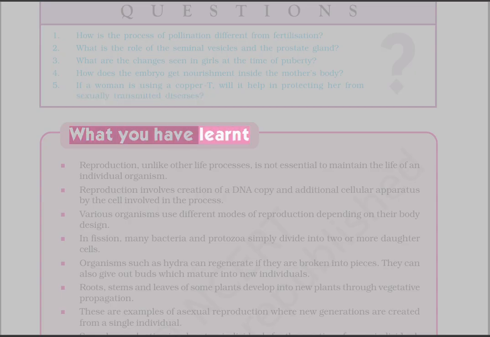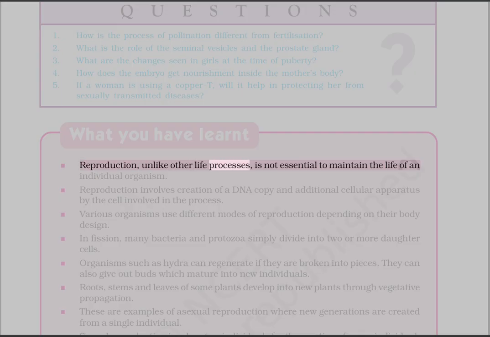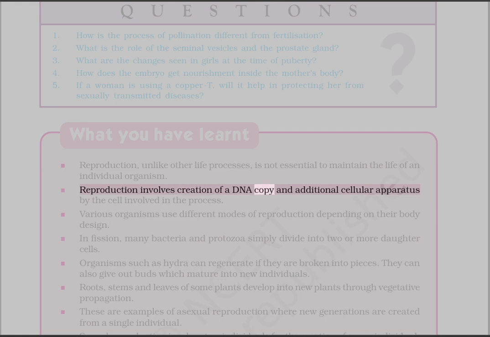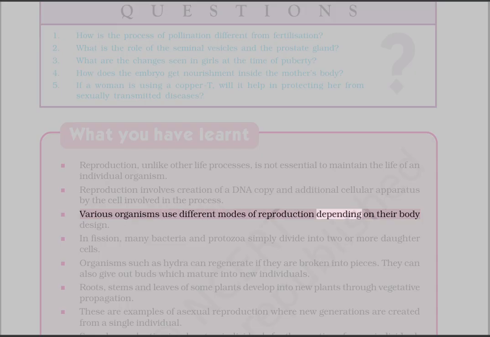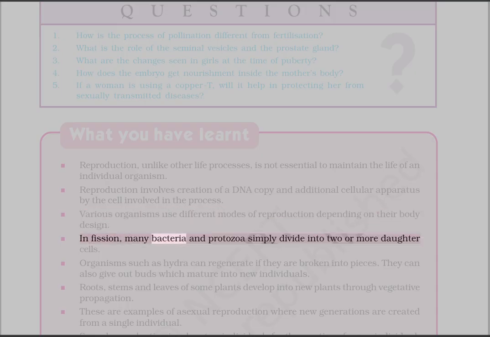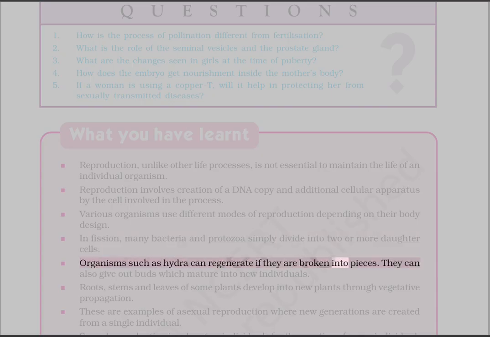What you have learned. Reproduction, unlike other life processes, is not essential to maintain the life of an individual organism. Reproduction involves creation of a DNA copy and additional cellular apparatus by the cell involved in the process. Various organisms use different modes of reproduction depending on their body design. In fission, many bacteria and protozoa simply divide into 2 or more daughter cells. Organisms such as Hydra can regenerate if they are broken into pieces. They can also give out buds which mature into new individuals.